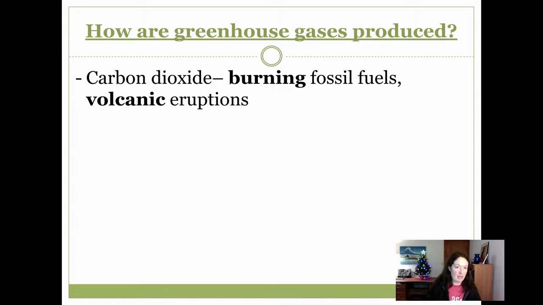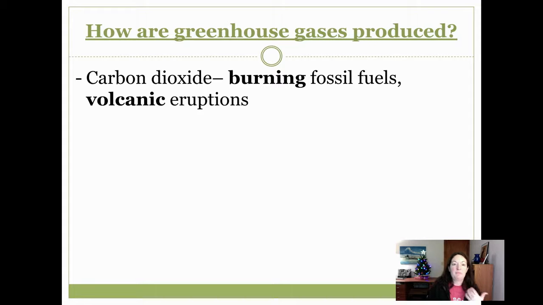The natural way was through volcanic eruptions. So in the past, when we have these warming periods, you generally saw a lot of volcanic eruptions as well, because those volcanic eruptions were putting more carbon dioxide in the atmosphere, and that made it warmer at those time periods.